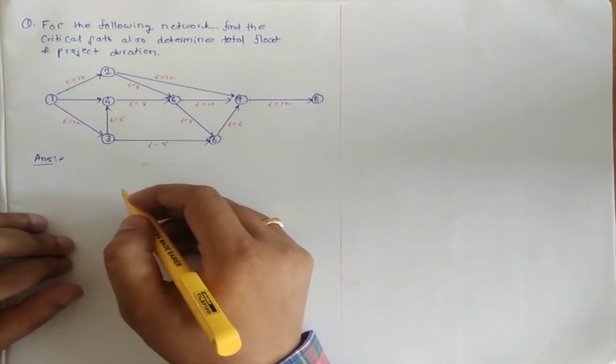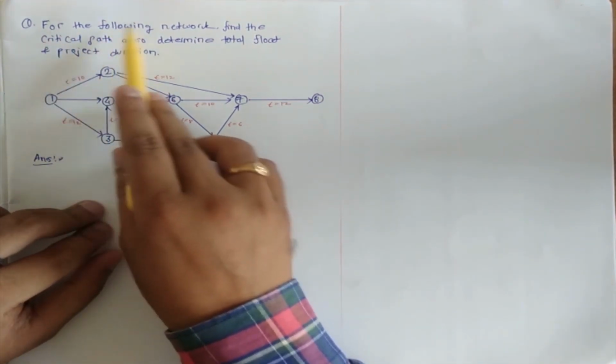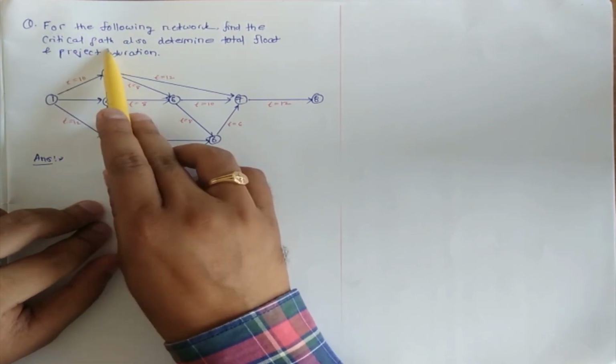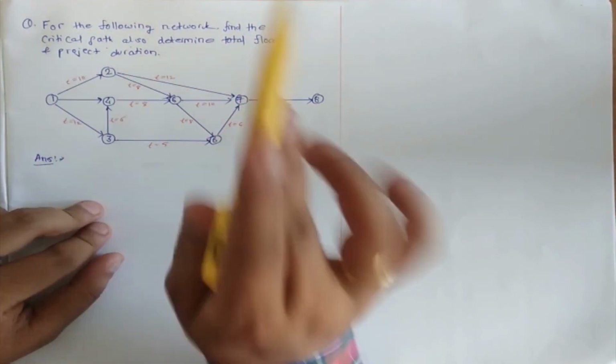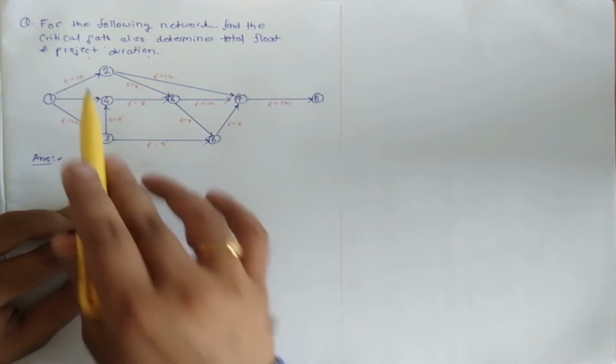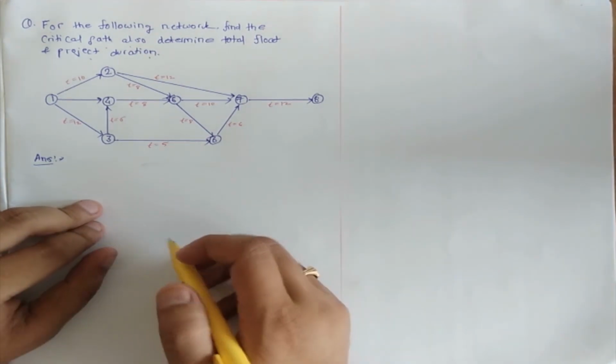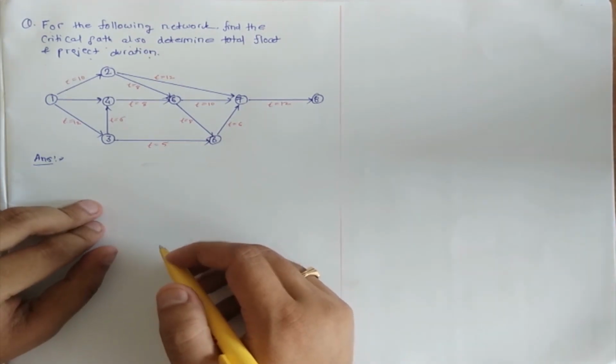Okay, so now we will start with the numerical. I'll read the numerical first. For the following network, find the critical path, also determine total float and project duration. So this is the network diagram which is given in the numerical, and before actually starting we should thoroughly examine it and try to understand it.